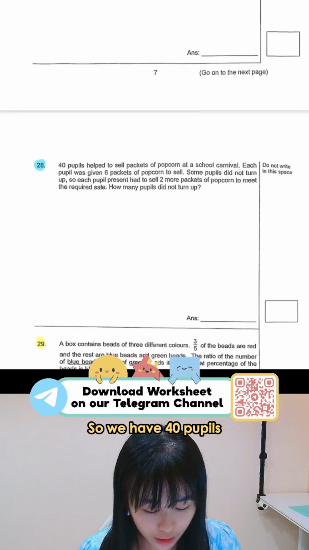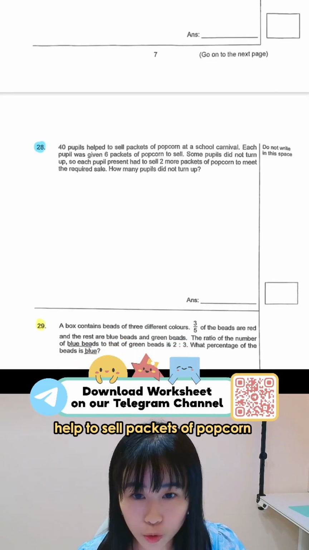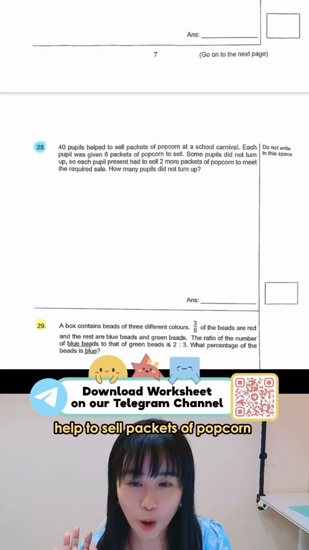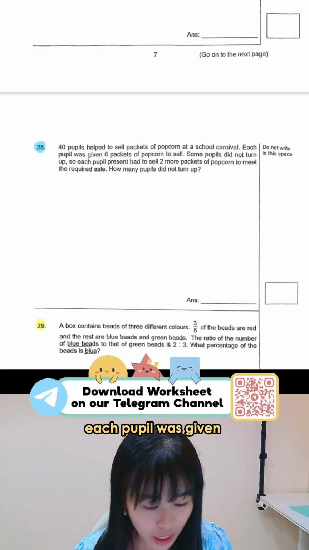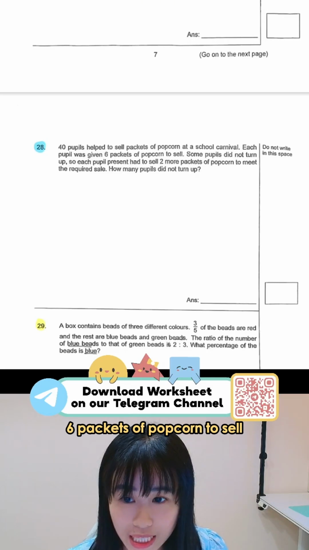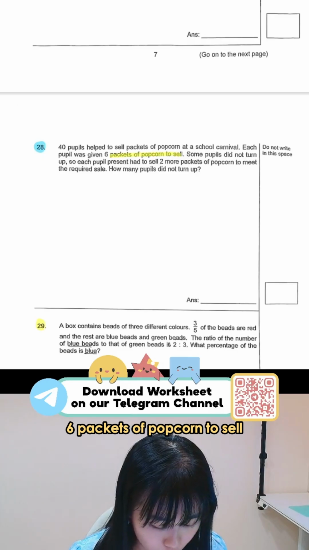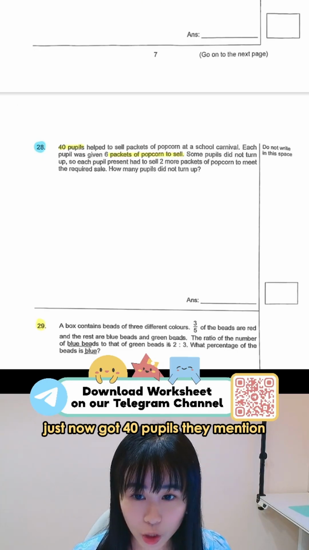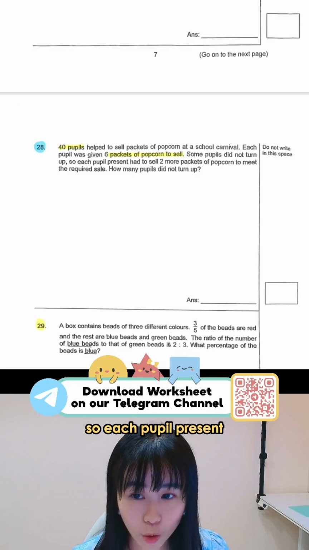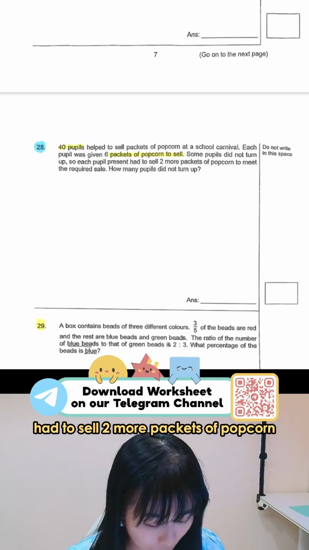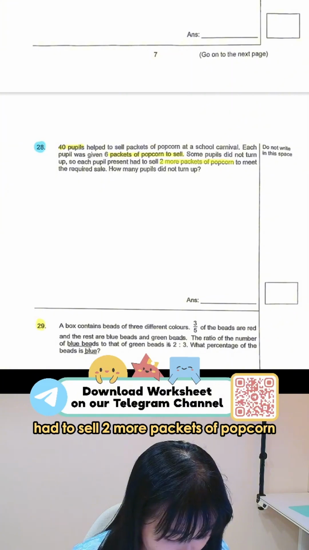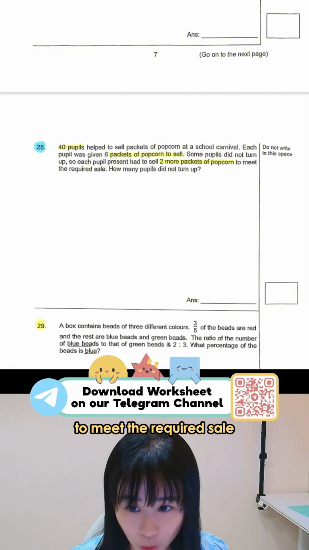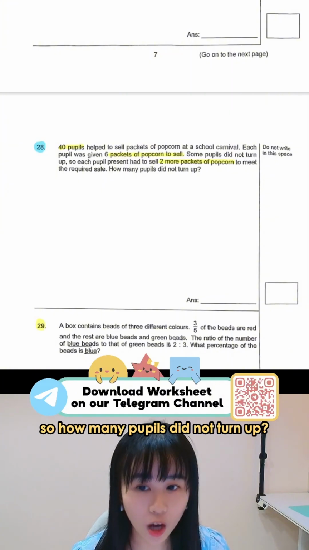So we have 40 pupils helping to sell packets of popcorn at a school carnival. Each pupil was given 6 packets of popcorn to sell. Okay, just now we have 40 pupils, they mentioned. Some pupils did not turn up, so each pupil present had to sell 2 more packets of popcorn to meet the required sale. So how many pupils did not turn up?